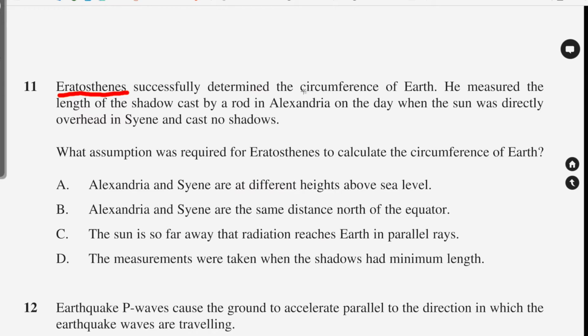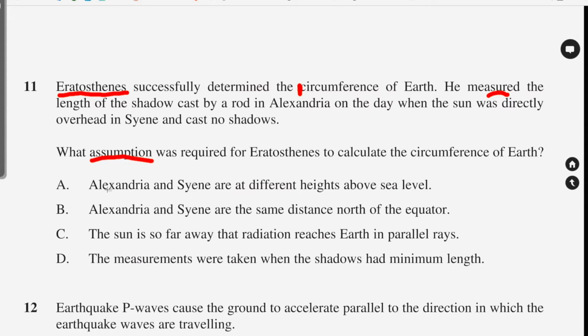And of course, his big thing is finding the circumference of the Earth, or determining it using some primary and second-hand data. So he measured the length of the shadow cast by a rod in Alexandria, when it's overhead in Syene and casts no shadows. Now, there's an assumption here for him to calculate the circumference. Even if you're a little bit unsure of this question, you might be able to actually tease out the answer.